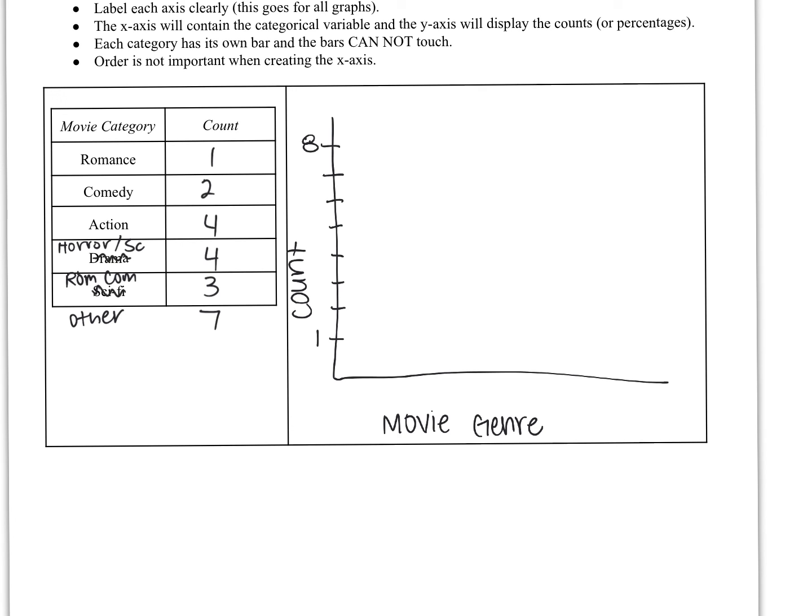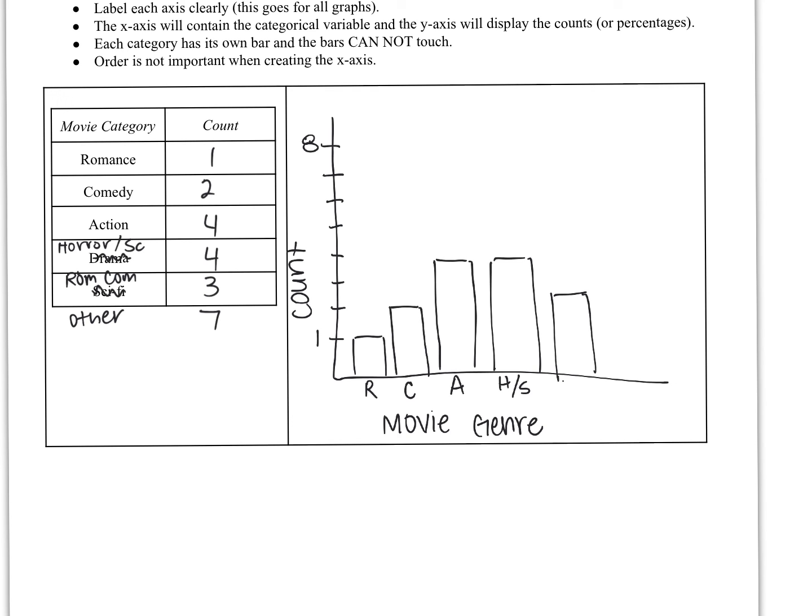Okay. Now I'm going to go ahead and create my bars. So the first one is romance, which instead of spelling out the words, I'm just going to use a letter to represent. So romance has a count of 1, it's 1 bar. Comedy has 2. Action has 4. Horror and scary also have 4, which I'm going to indicate with a backslash. Rom-com has 3, which I'm going to indicate with an R in the C, and then all my other accounts for 7.